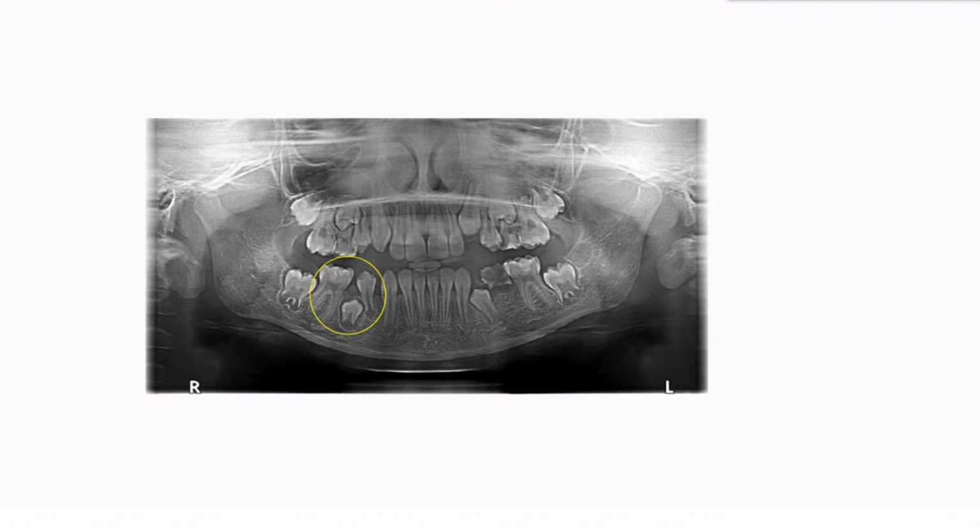Will you wait and watch, or are we just going to give a band and loop? On the other side, yes, you have to give a band and loop. You will be extracting 7.5 and the root stump of 7.4. You can give a band and loop to maintain the space.